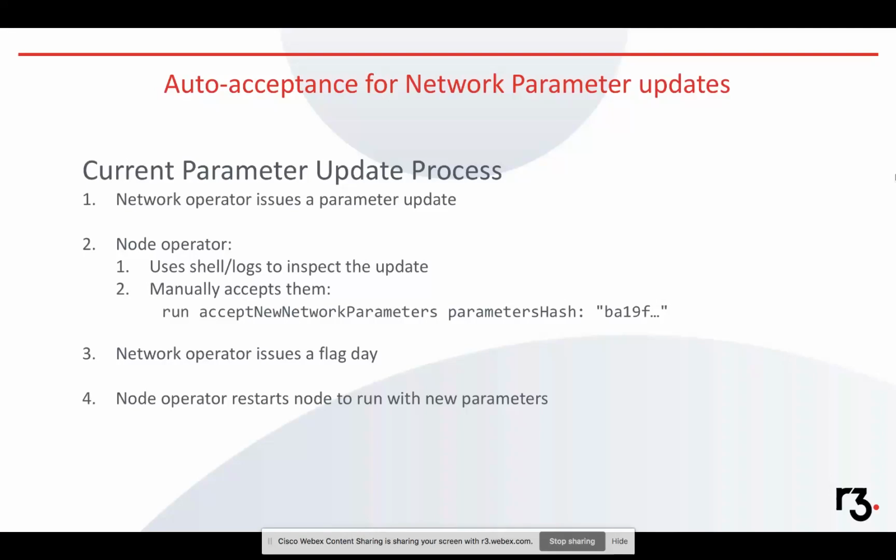Step 2, so in the process between them issuing the update and the actual deadline, the node operator should use the shell or the logs to inspect the update, so to see what's actually changed. This gives them a chance to go back to the operator and say whether they agree or discuss it, whatever they want to do. And then they have to manually accept the network parameters by logging into the shell and executing this run accept new network parameters command.